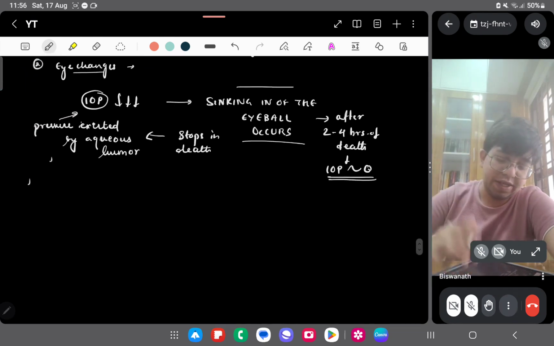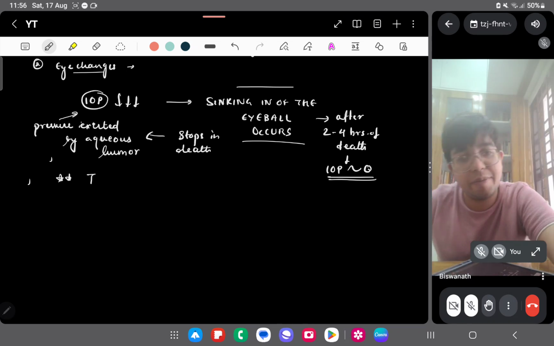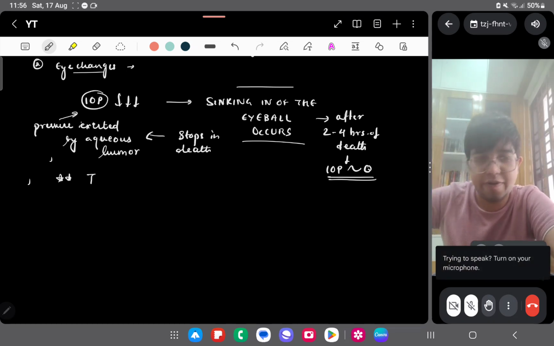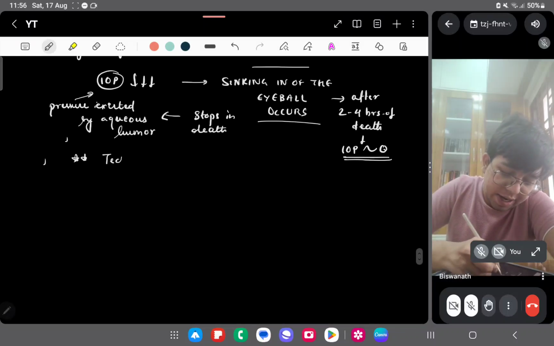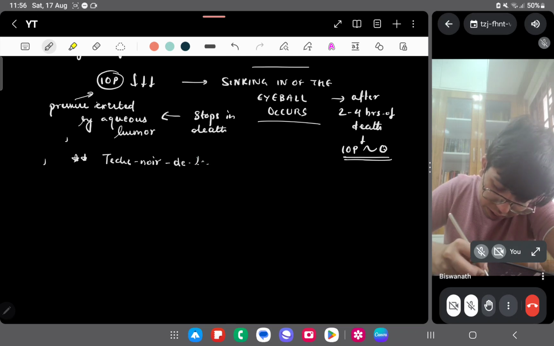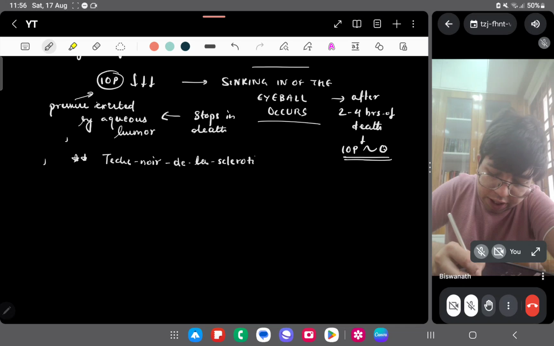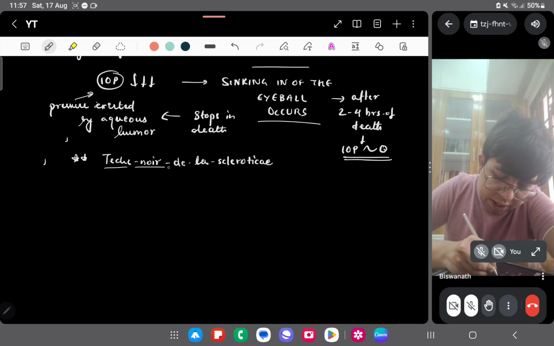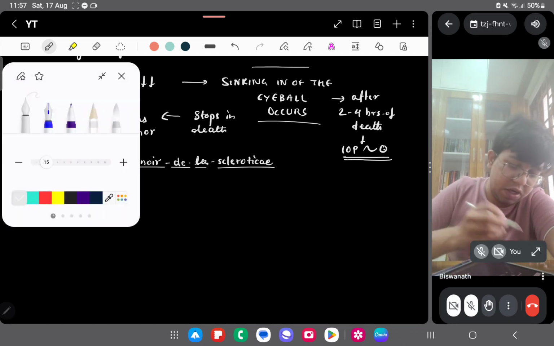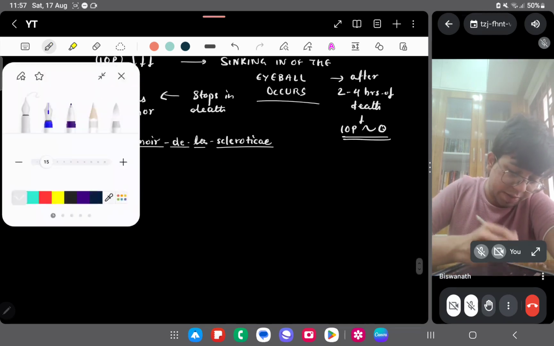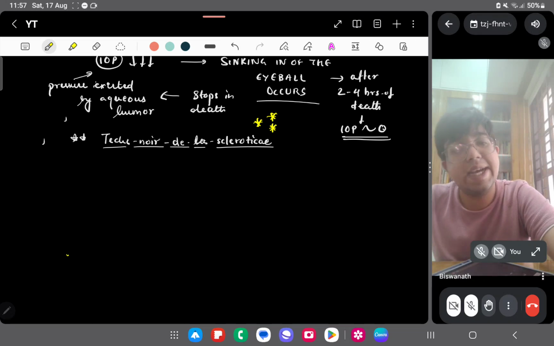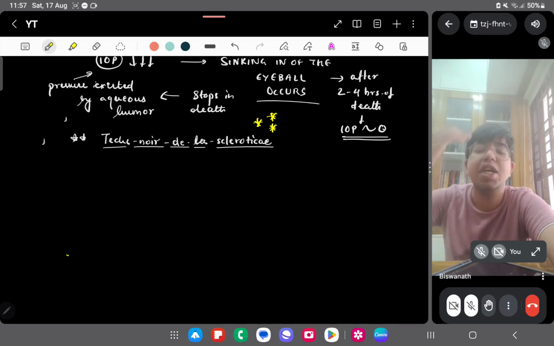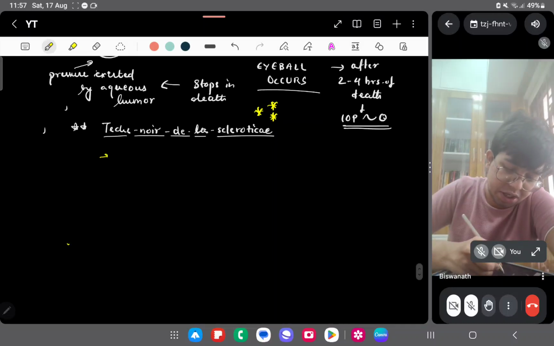The special point about the eye is the tache noire de la sclérotique. The full form is tache noire de la sclérotique, but we call it tachenoid in common language. Make stars here because it is important; the signs are important basically. So what is this? It's a reddish brown discoloration across the sclera.